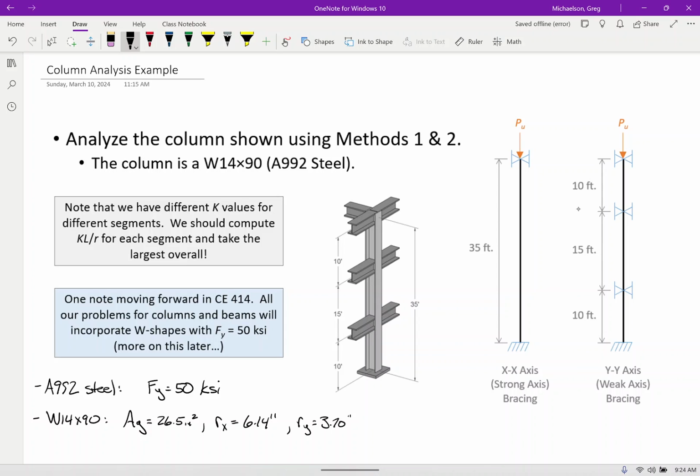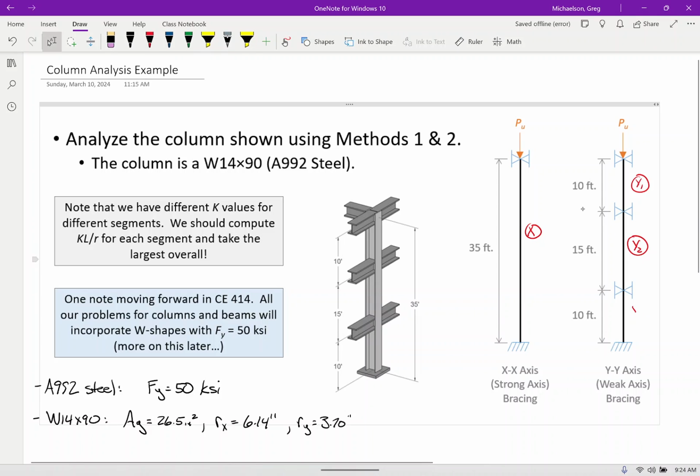Okay, everybody with me so far? I want to take a look at this column over here, and I want to see if we can figure out what's going on. So here's the column in the real world. This is an isometric view of the column. I've got the x-axis fully unbraced, so I have a single 35-foot segment. We'll call this segment X. For the y-axis, though, I've got 1, 2, 3. So we'll call this y1, y2, y3. So we got 3 different segments.